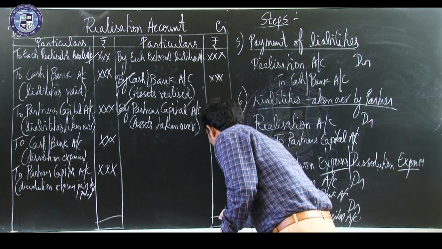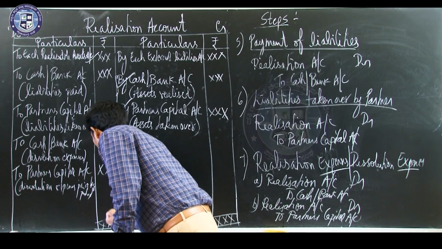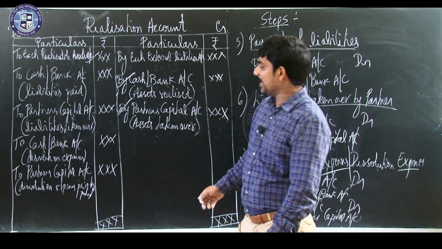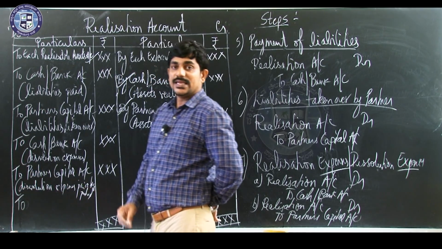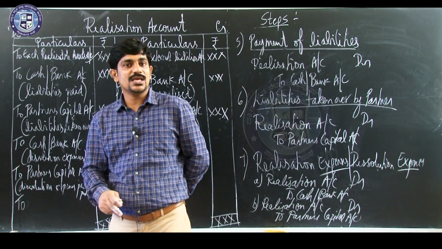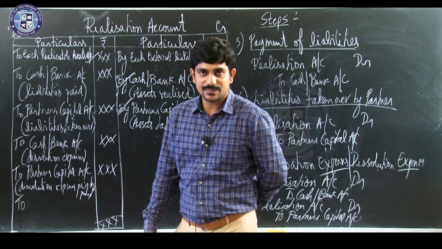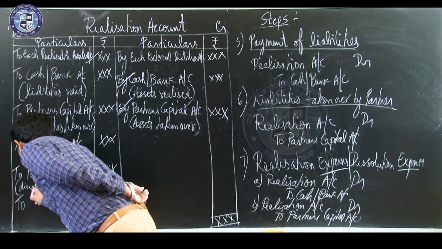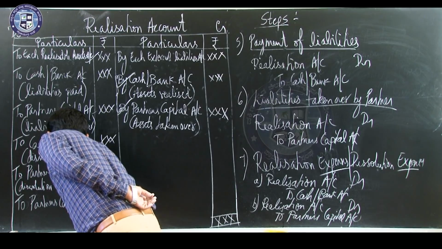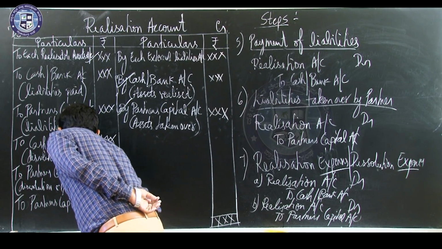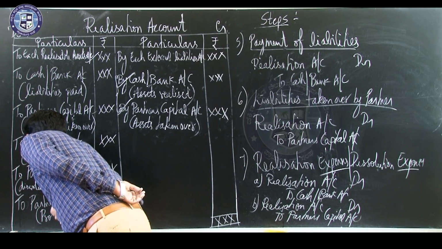In case the credit side total is more, then the balance you have to record under the debit side. The balance in the realization account is transferred to the partners' capital account, that is the next account. Which is the next account we are going to prepare? Partners' capital account. So, you have to record it under partners' capital account, to partners' capital account, and this amount is nothing but profit.